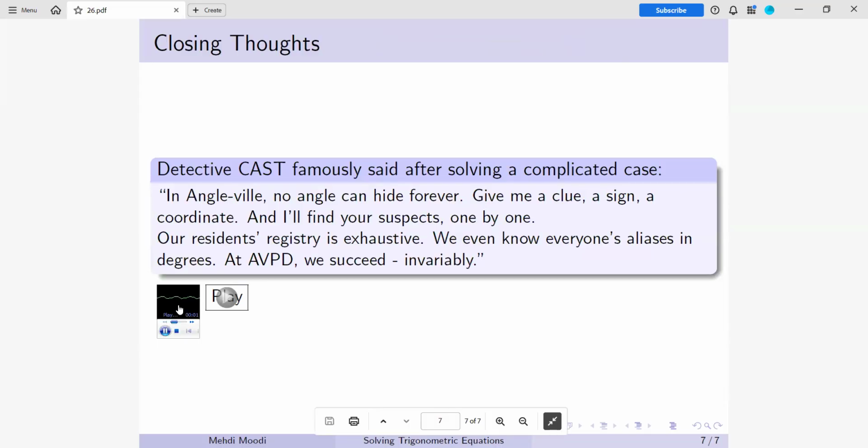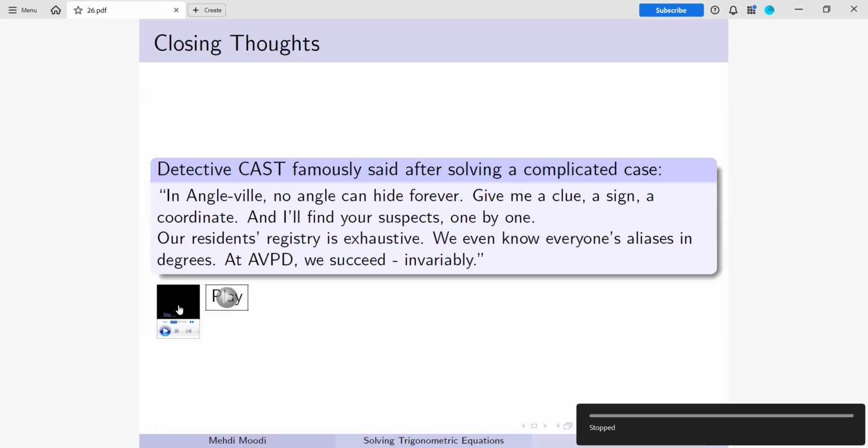Detective Cast famously said after solving a complicated case, "In Angleville, no angle can hide forever. Give me a clue, a sign, a coordinate, and I'll find your suspects one by one." Our residence registry is exhaustive. We even know everyone's aliases in degrees. At AVPD, we succeed, invariably.